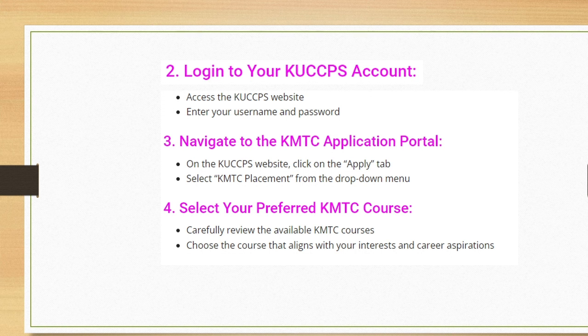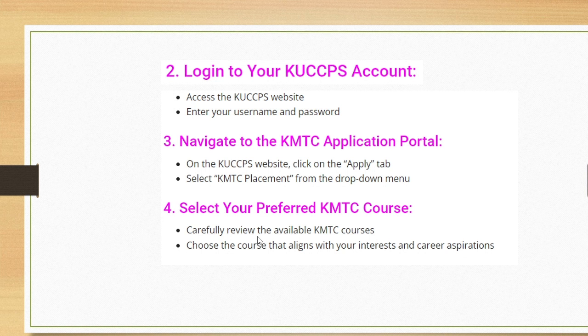You need to go to that particular website and of course log in. Once you've logged in, I'll actually show you there's a video that I'll attach to this that will show you the step-by-step process. I'm just explaining just in case you have an issue. So the third step is to navigate to the KMTC application portal. So on the KUCCPS website, click on the apply. That's if you've already logged in. Then select KMTC placement from the drop down menu. Right, ensure that you select that. Then number four, select your preferred KMTC course. That is the fourth step.